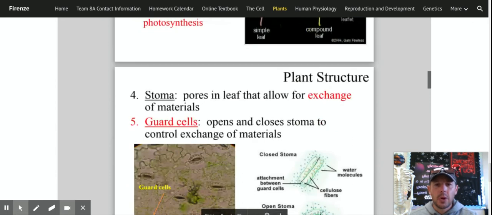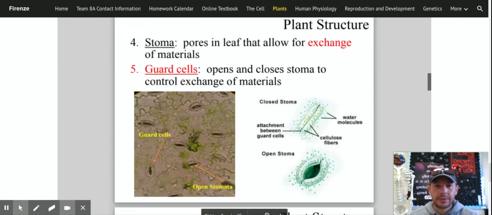Now, what are those pores called that I was talking about before inside the leaf? They're called the stoma and the guard cells. They kind of work together. The stoma is the actual pore in the leaf where oxygen and carbon dioxide move in and out of it. You can see here, this opening right here, that's called the stoma. This is a microscopic view of a real leaf. When it's open, gas exchange can occur.